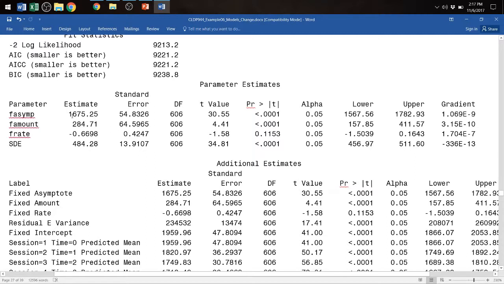Here's what it came up with for my asymptote, 1675. That's actually not too far off from what I guessed. The total amount of change is 284 on average, and the rate parameter is a negative 0.7. So on average, they end up at 1675. When they started out, they were 284 milliseconds higher than that, and they came down at this rate.